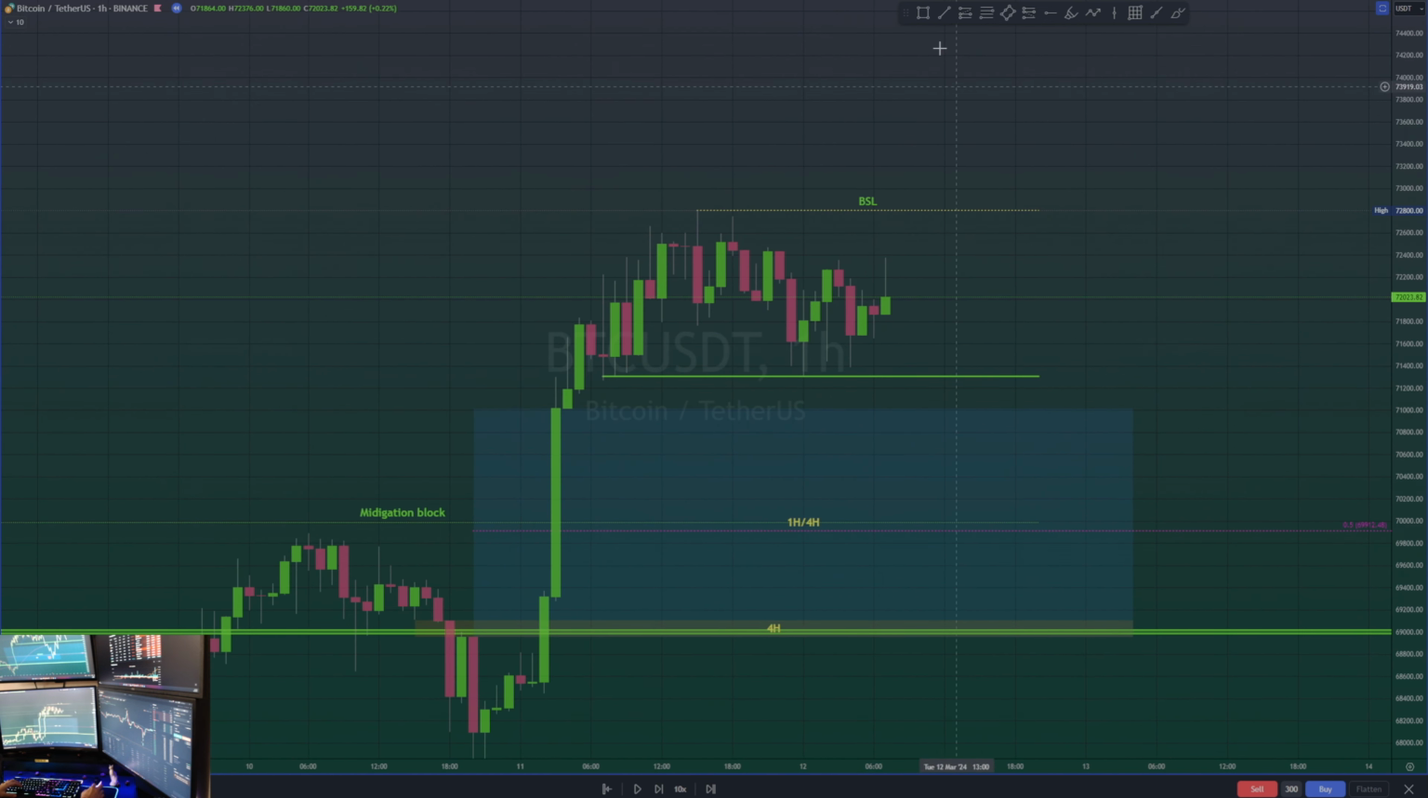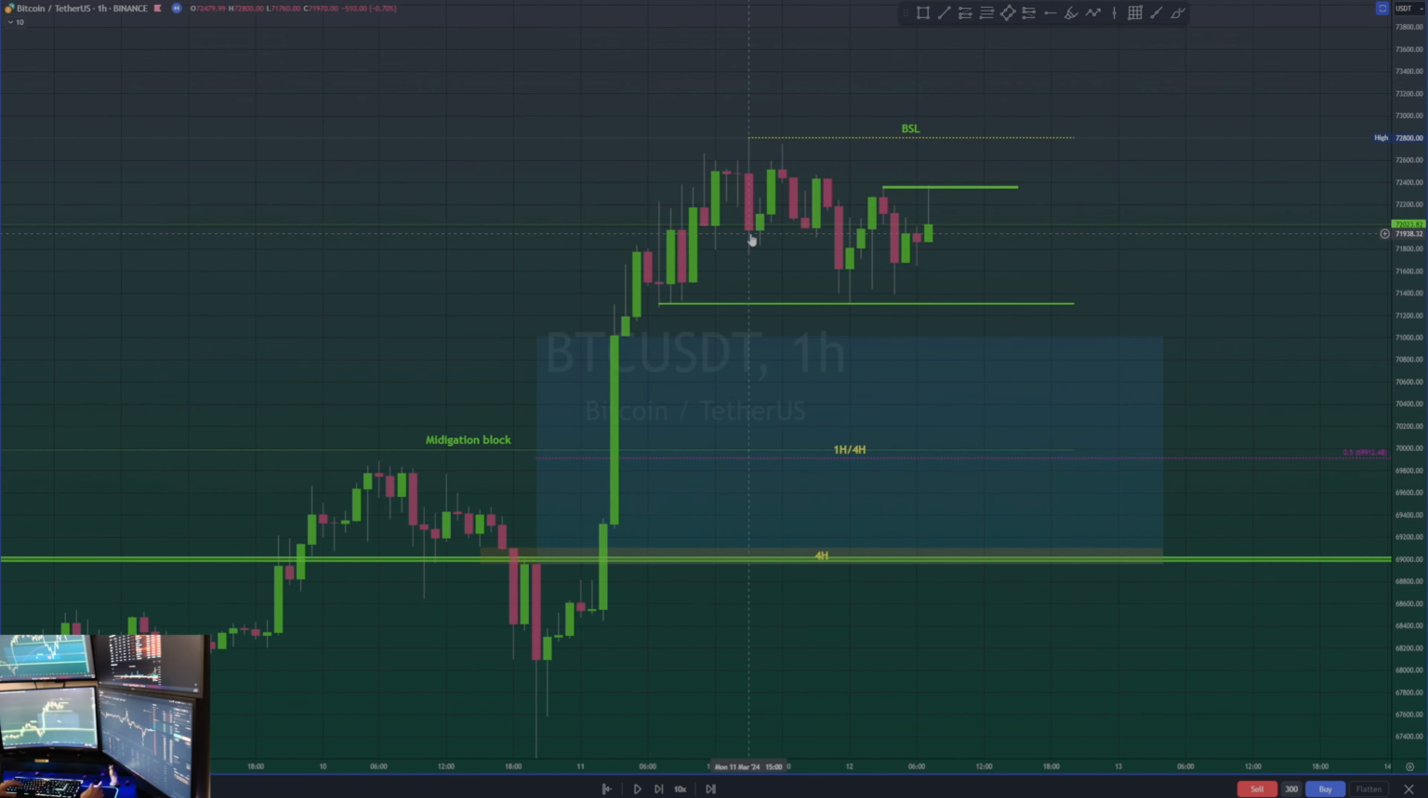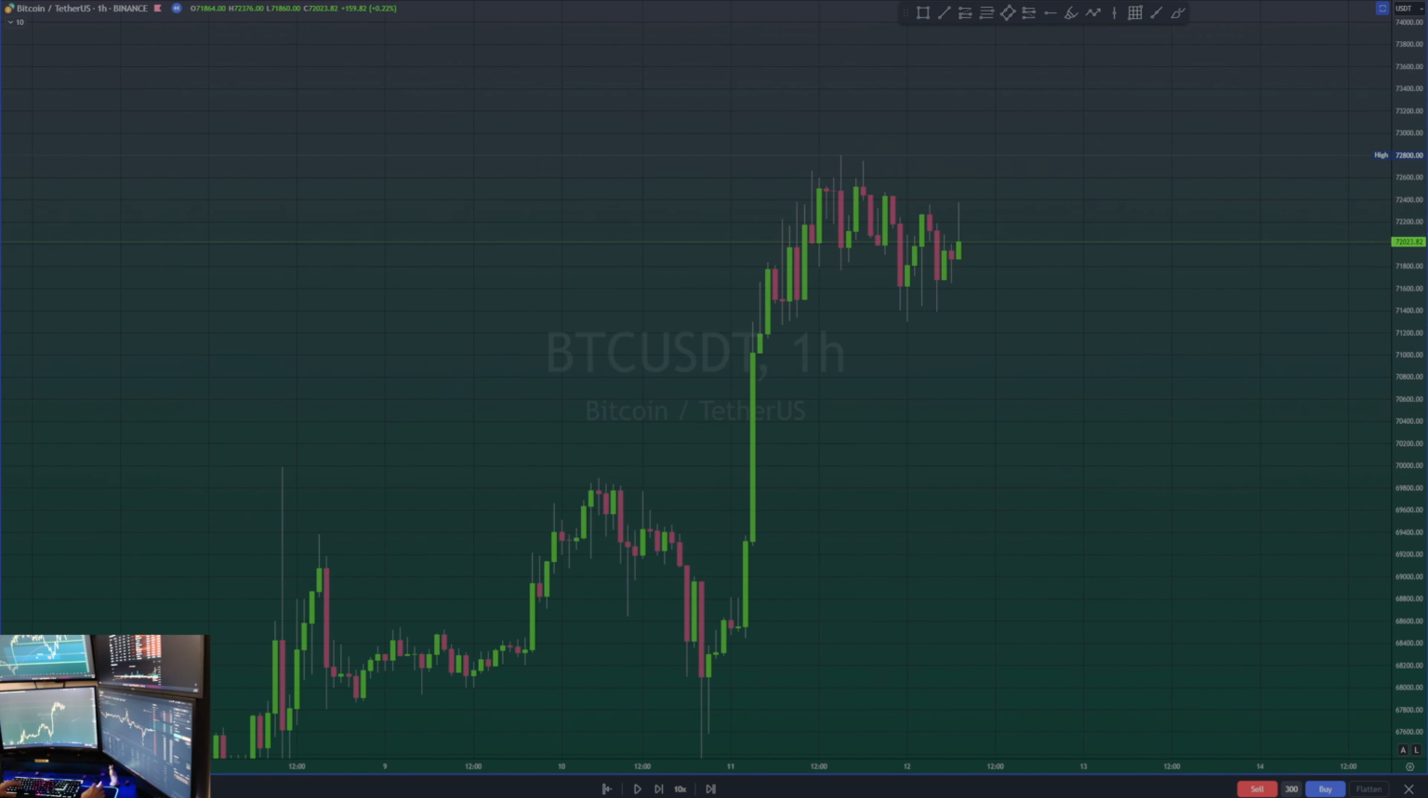Here also we can see that those two highs here and here are relatively equal, and we can see now that the price is closed between this range here. So I think that's all for the 1 hour time frame.